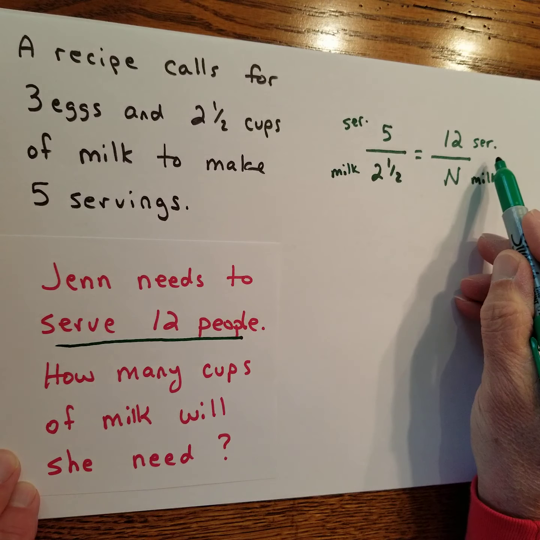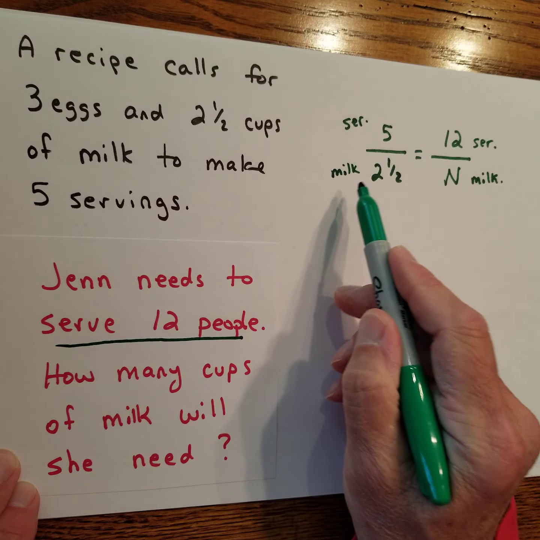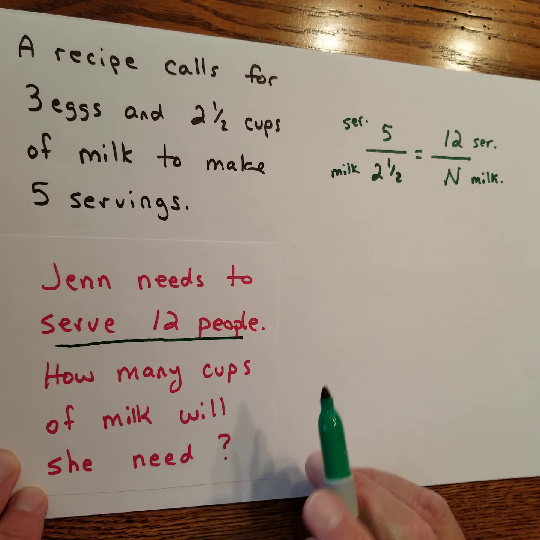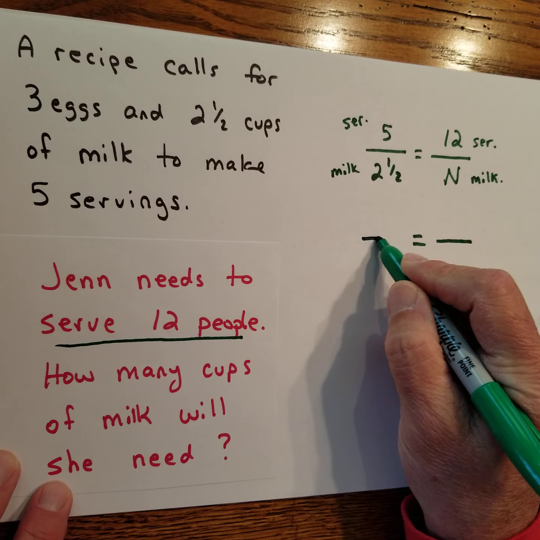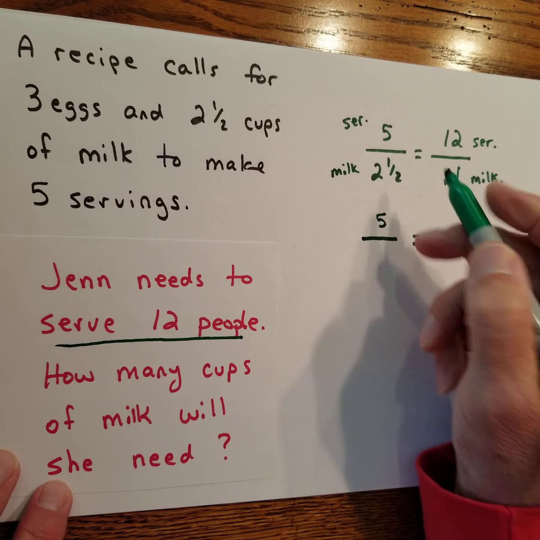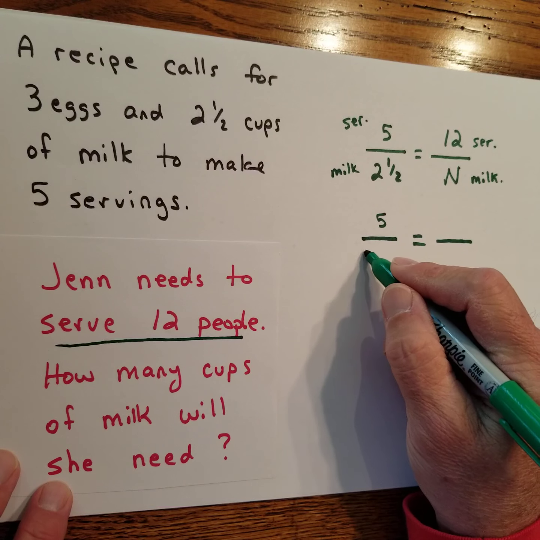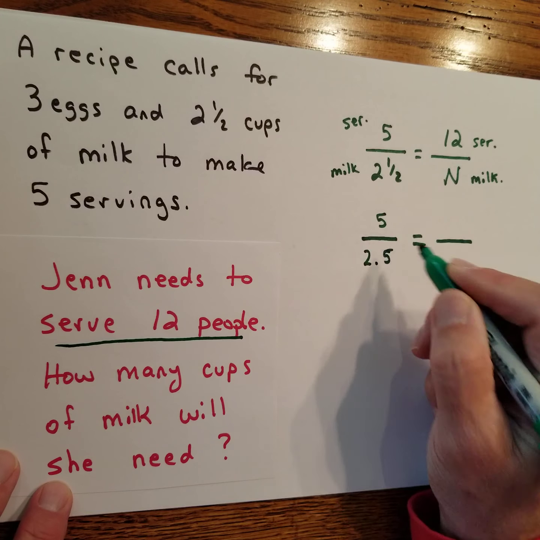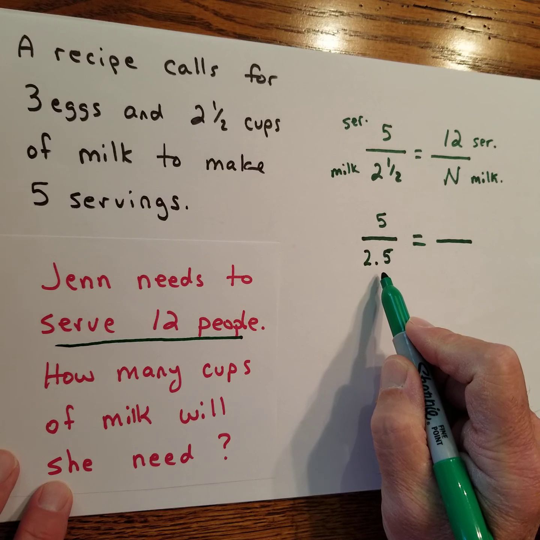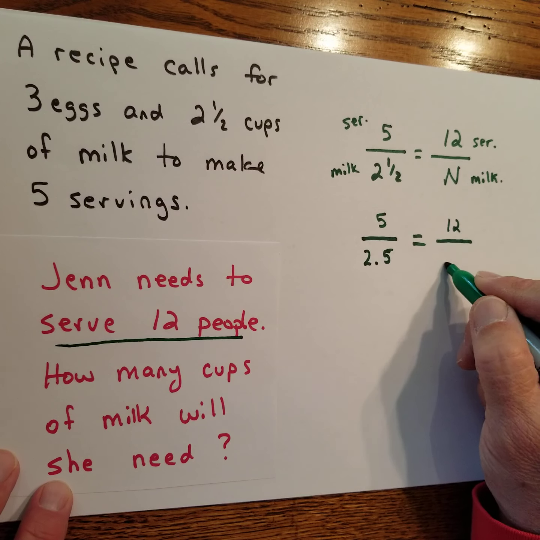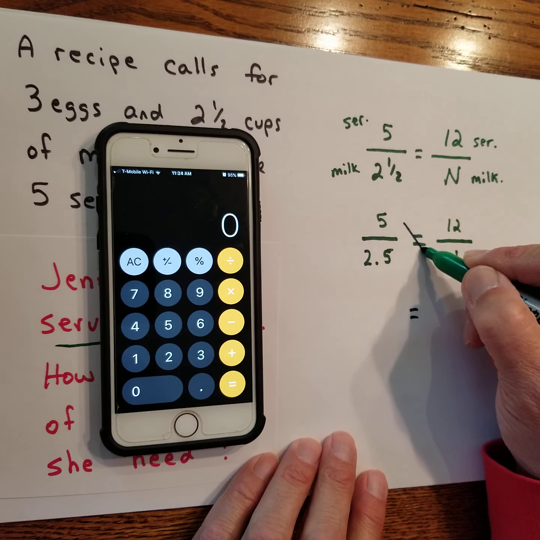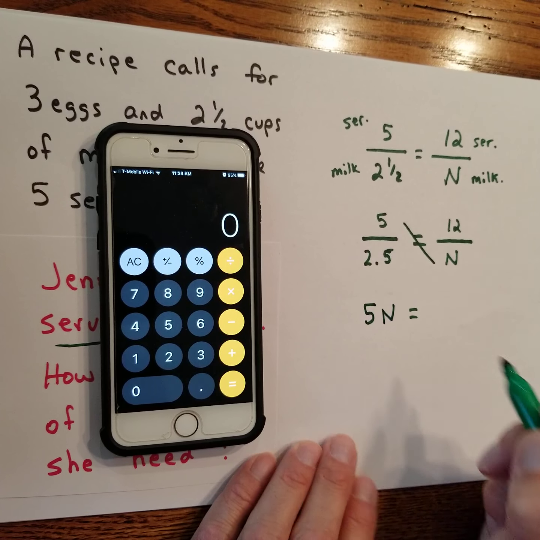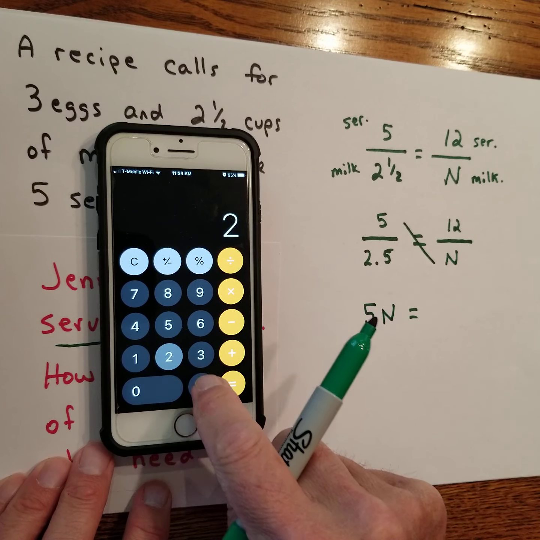If my servings are in the top of one fraction, they must be in the top of the other. My cups of milk must also line up on the same level of the fractions. Now, before I go further, I'm going to make one change. Since I'm using a calculator, it's easier to use 2.5 as my cups of milk. Now we'll cross multiply. Get that calculator ready. I'll multiply 5 times n and 2.5 times 12.